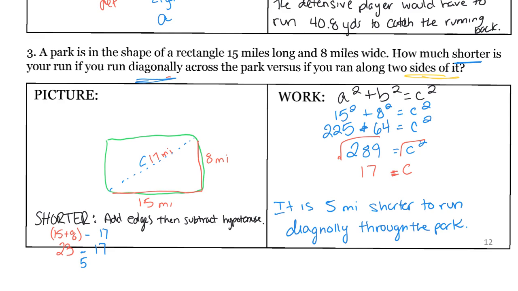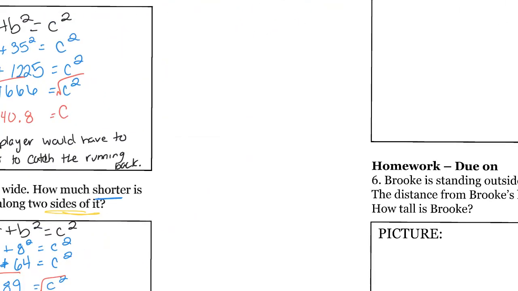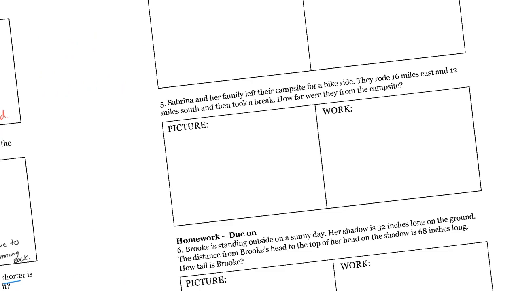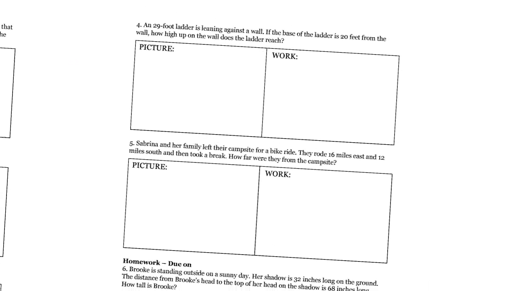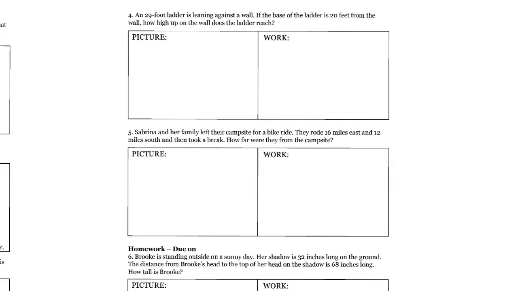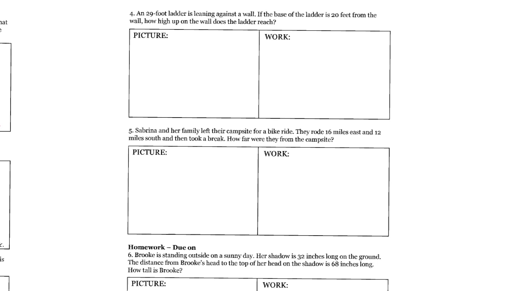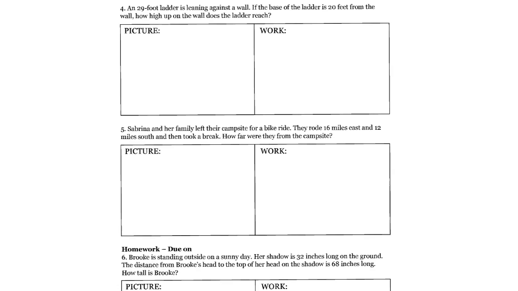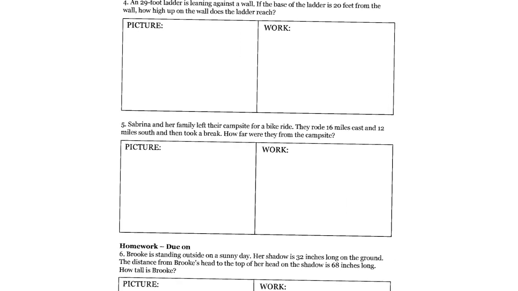Okay, so on the next page is a problem that matches each one that we just did. So you're going to do 4 and 5. Right now, I want you to pause 4 and 5. When you unpause, the work will be there, and you're going to check your work. And then 6 is your homework. Okay, so pause right now and do 4 and 5, and then check your work when you unpause.